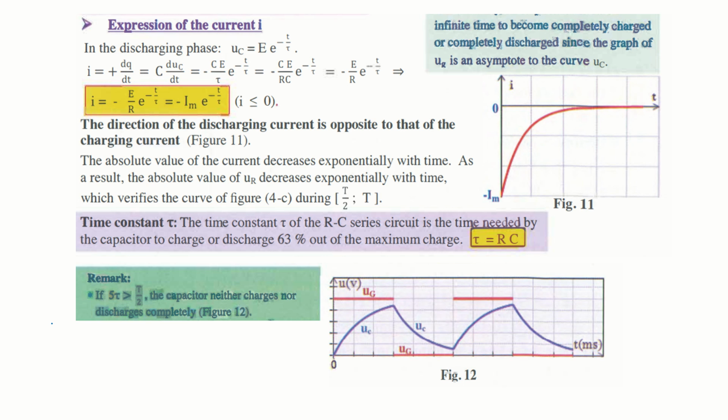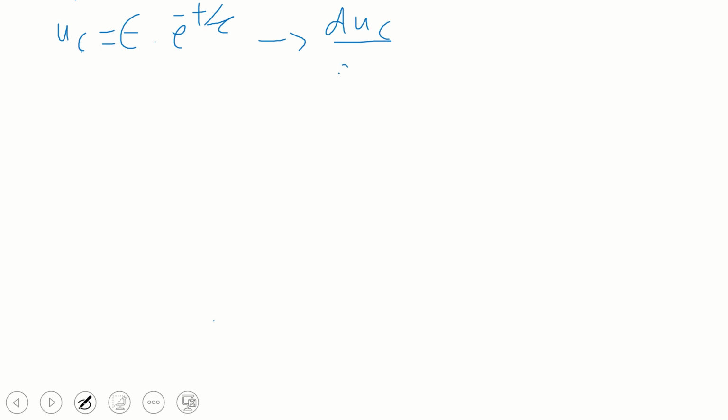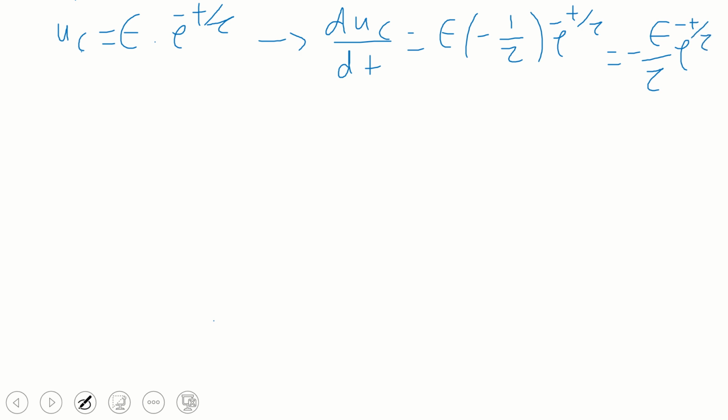In this part, we're going to determine the expression of the current I in terms of time and represent it graphically. Let's consider the expression of UC as function of time. It's E exponential minus T over tau. Its derivative is E, derivative of the exponential is minus 1 over tau, exponential minus T over tau. It means minus E over tau, exponential minus T over tau.